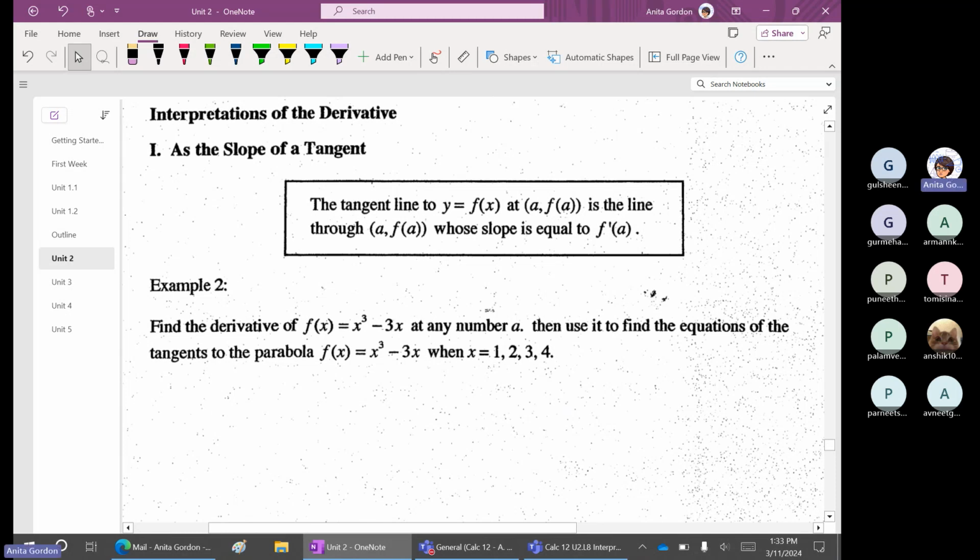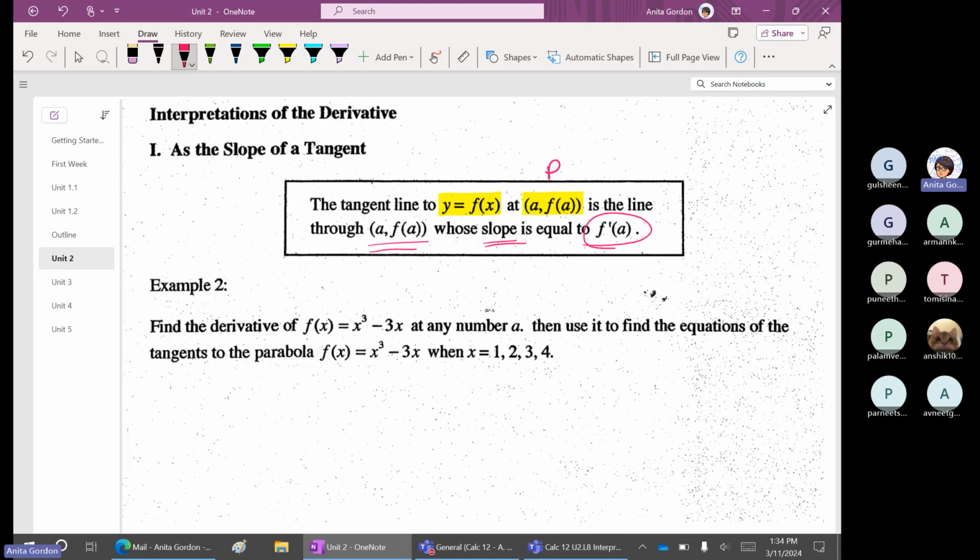Interpretations of a derivative. We can look at it as the slope of the tangent. So the tangent line to the function at a specific point of interest, and we usually call that point P, is the line that touches this, whose slope is equal to the derivative. Again, this is just a reiteration of what we've already talked about.